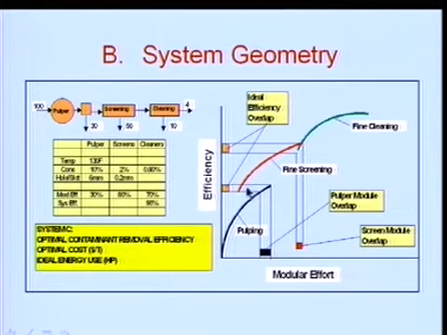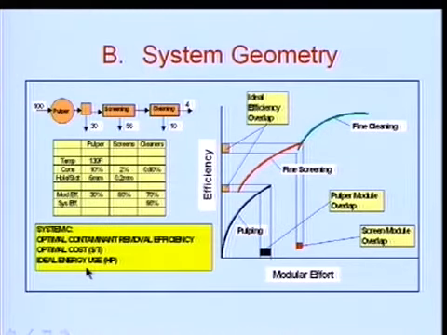Next one, we try to make it more ideal. We put in a 2 millimeter screen basket in the screen, and we cover that gap between the screen and the cleaners. So we have very little wasted effort between the screen and the pulper or screen and the cleaners, and we are not overlapping the inefficiency of the two. So everything is working very well now, and here we get a 96% overall efficiency.